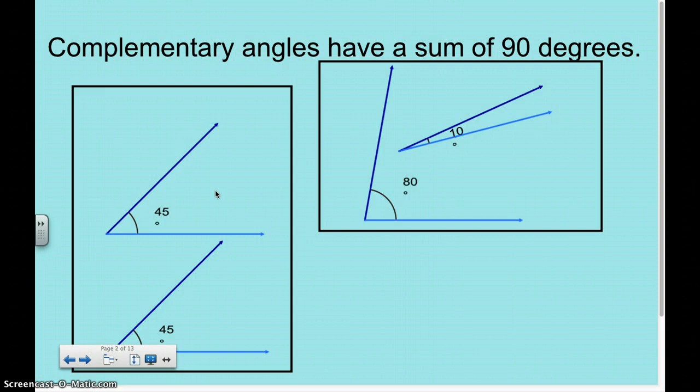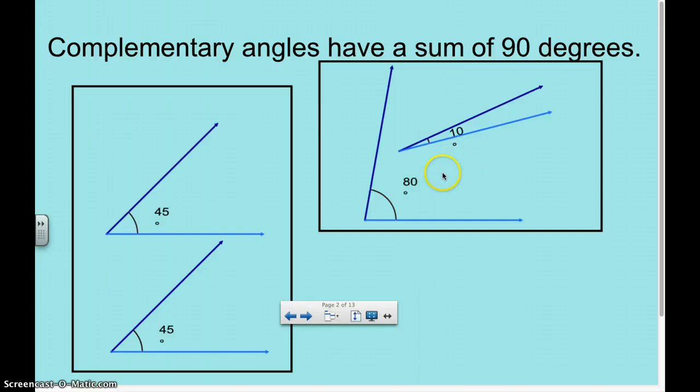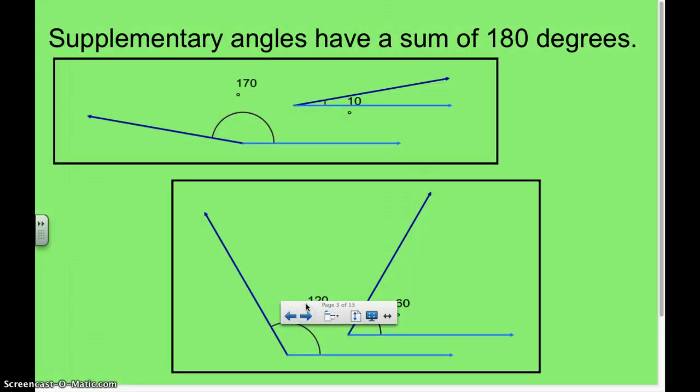Complementary means that they have a sum, and we know sum means adding. They have a sum of 90 degrees. So 45 plus 45 is going to equal 90, and 80 plus this little piece of 10 would also give us 90. So complementary means 90 degrees.